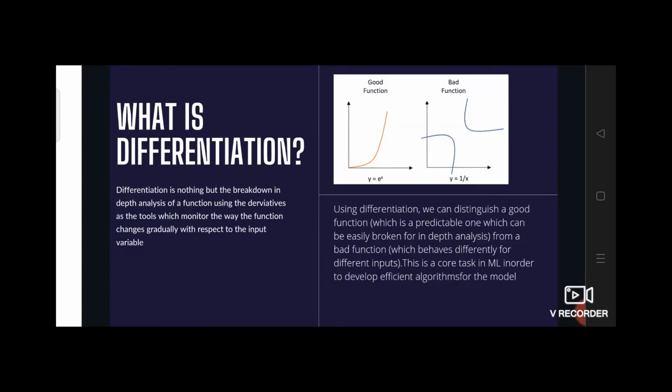So the next chapter is calculus. In this module, I will discuss differentiation, partial differentiation and their importance. So what is differentiation? It is the in-depth breakdown analysis using derivatives to monitor how a function changes with respect to the input variable. For instance, say we obtain two graphs like these as shown, from our working model. How do we classify them as good and bad? We use differentiation, which says that y is equal to e power x is a predictable one, easily broken down, but y is equal to 1 by x is a discontinuous and non-differentiable one, which behaves differently for different inputs, hence a bad function.